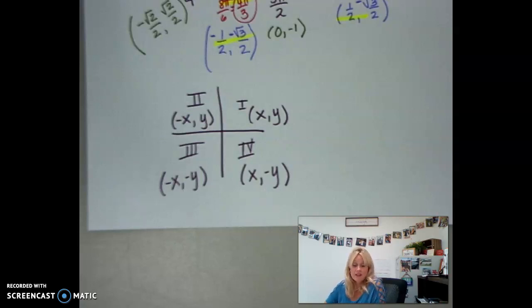So we're going to get going on the unit circle here over the next few days, and this at least gives you an opportunity to do some learning and some memorizing with it.